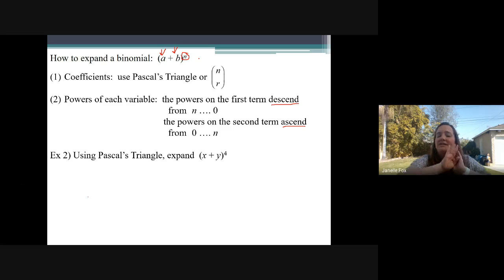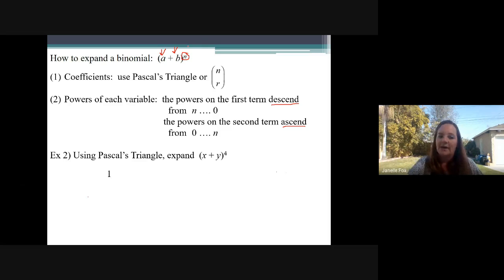Okay, so you can see the breadth of questions that we can ask you, because the concept for today is actually pretty straightforward. Using Pascal's triangle, we're going to expand this to the 4th power, nice and easy and smooth and gorgeous. So this is how Mrs. Fox likes to do it.